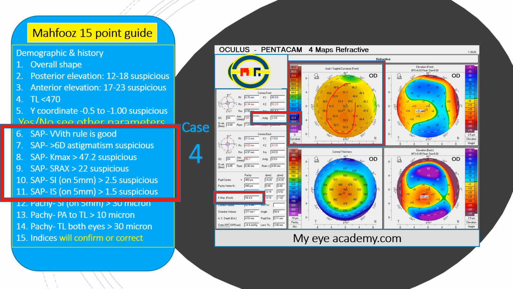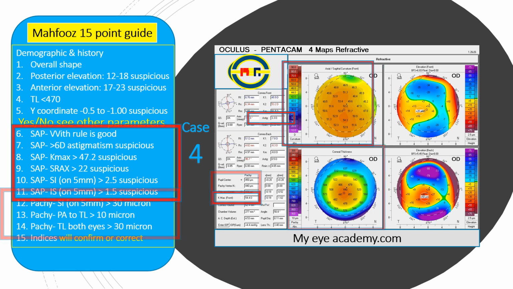It's a bow tie, it's a hard bow tie. Astigmatism is within the normal range. There is a little bit of SRAX, which is almost 22 degrees, and superior-inferior readings are more than 2.5 diopter.